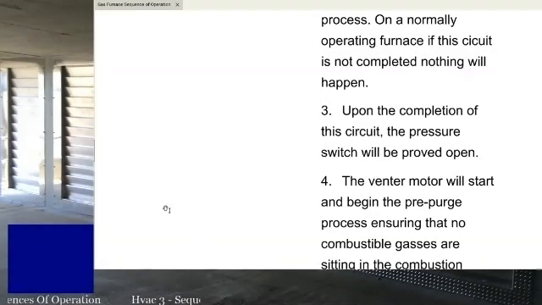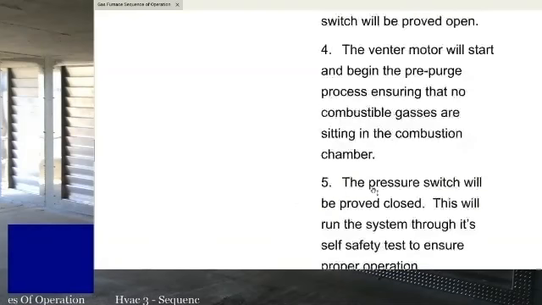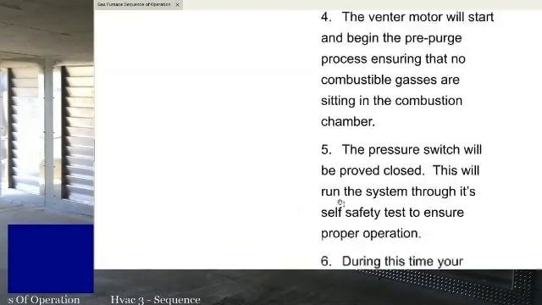All right, so starting back at that, upon the completion of the circuit, the pressure switch will be proved open. The induced draft motor, or they're calling it the venter motor here, but the induced draft motor will start and begin the pre-purge process, ensuring there's no combustible gases left sitting in the combustion chamber. The pressure switch will be proved closed. This will run the system through its self-safety test to ensure proper operation.